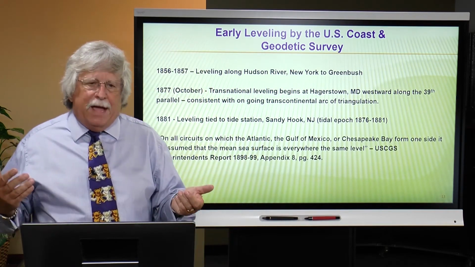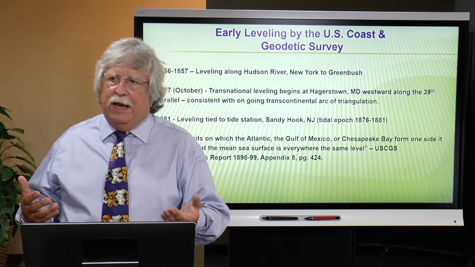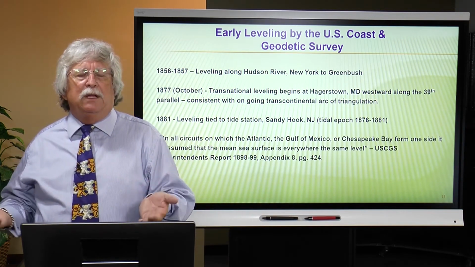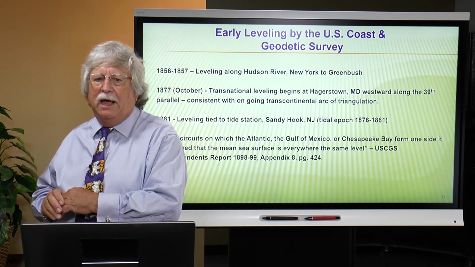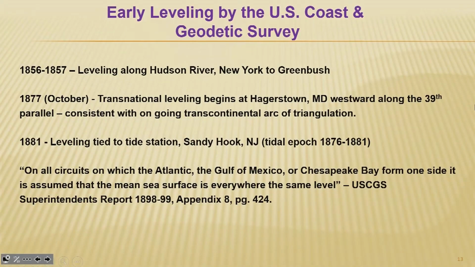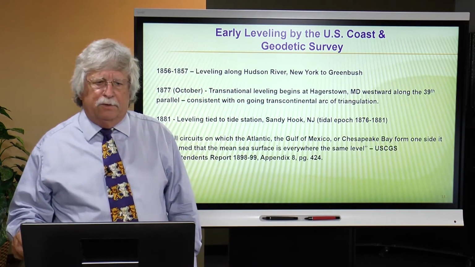In addition, back then, the concept was that everywhere sea level is the same level surface. And today we know that is not. And you see the quote that I have here from the Coast and Geodetic Superintendent's Report of 1898-99, in which they said, oh yeah, we accept that mean sea level is the same everywhere. Well, today we know that is exactly not the case. Actually, the mean sea level appears to be roughly about 1 meter higher on the west coast than it is on the east coast. So holding mean sea level as a definition is very, very problematic in trying to define a national vertical datum.